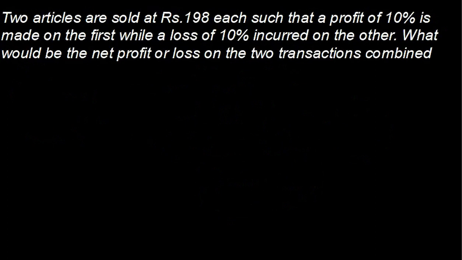Two articles are sold at 198 rupees each, such that a profit of 10% is made on the first, while a loss of 10% is made on the other. What would be the net profit or loss on the two transactions combined? Okay, so let's write down a frame actually, because that is another easy question and a little tough also.